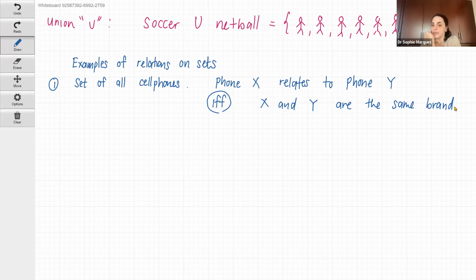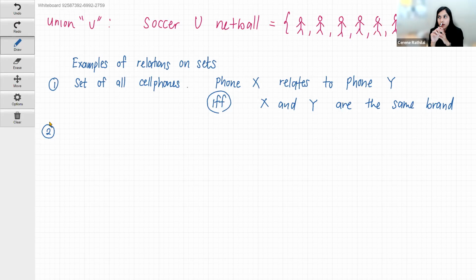There is one which came up in the chat. Bismarck says that we can consider the relationship between advertisement and revenue for a particular company. So is one advert related to the other advert if the revenue earned is the same?